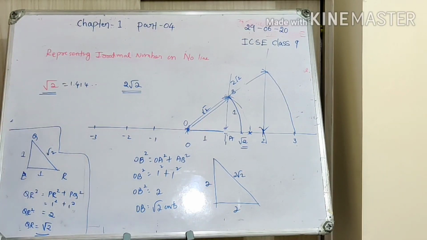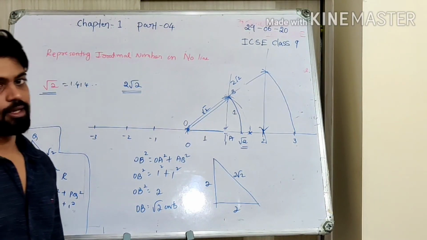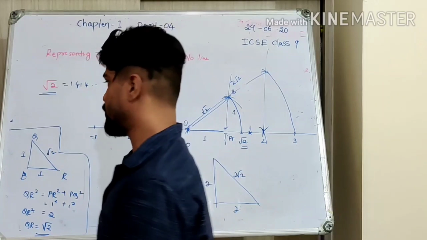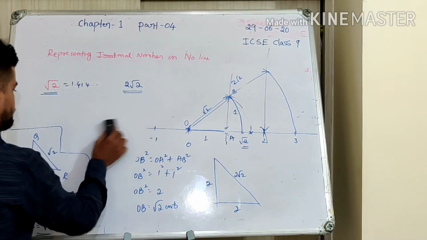But it is not only this number they are going to ask you. They can ask you root 3, root 5, everything, right? So let's see what to do for root 3 and root 5. With that, we can wind up this session.